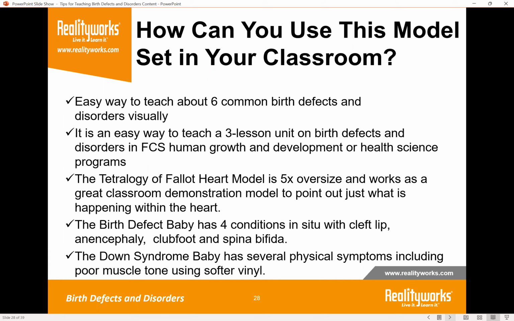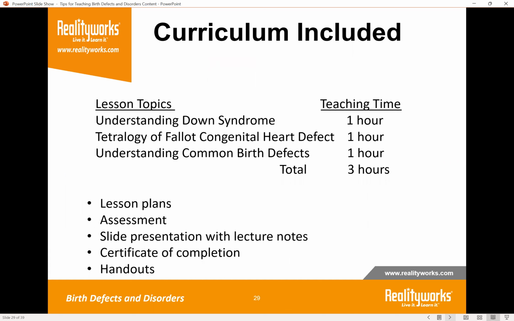So there's no set of models like this. It's completely unique, and we're very proud to be able to offer this as a brand new hands-on resource for teachers and students. A little bit closer look at the curricula.